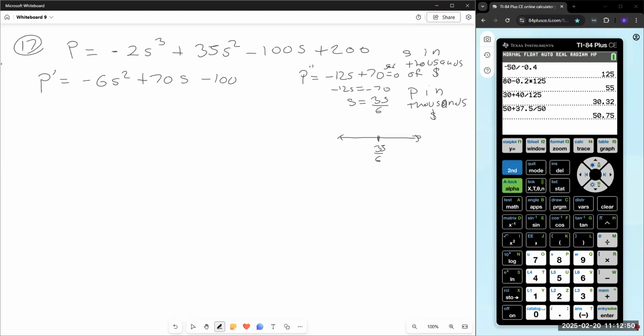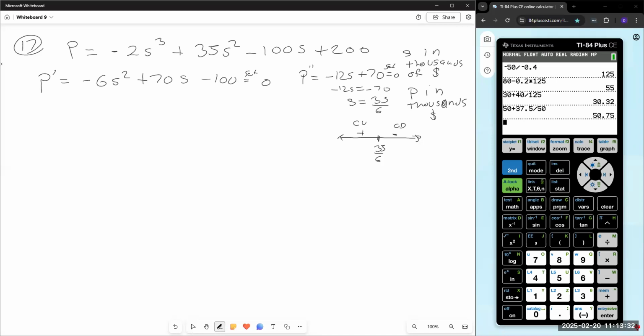On the left-hand side of that is 0, which would be positive and concave up. Anything to the left of 35/6 would represent a local minimum. And to the right of that, something like 6, because 36/6 is 6, so negative 72 plus 70 is negative 2. That piece would be concave down, and on that piece would be a local max.